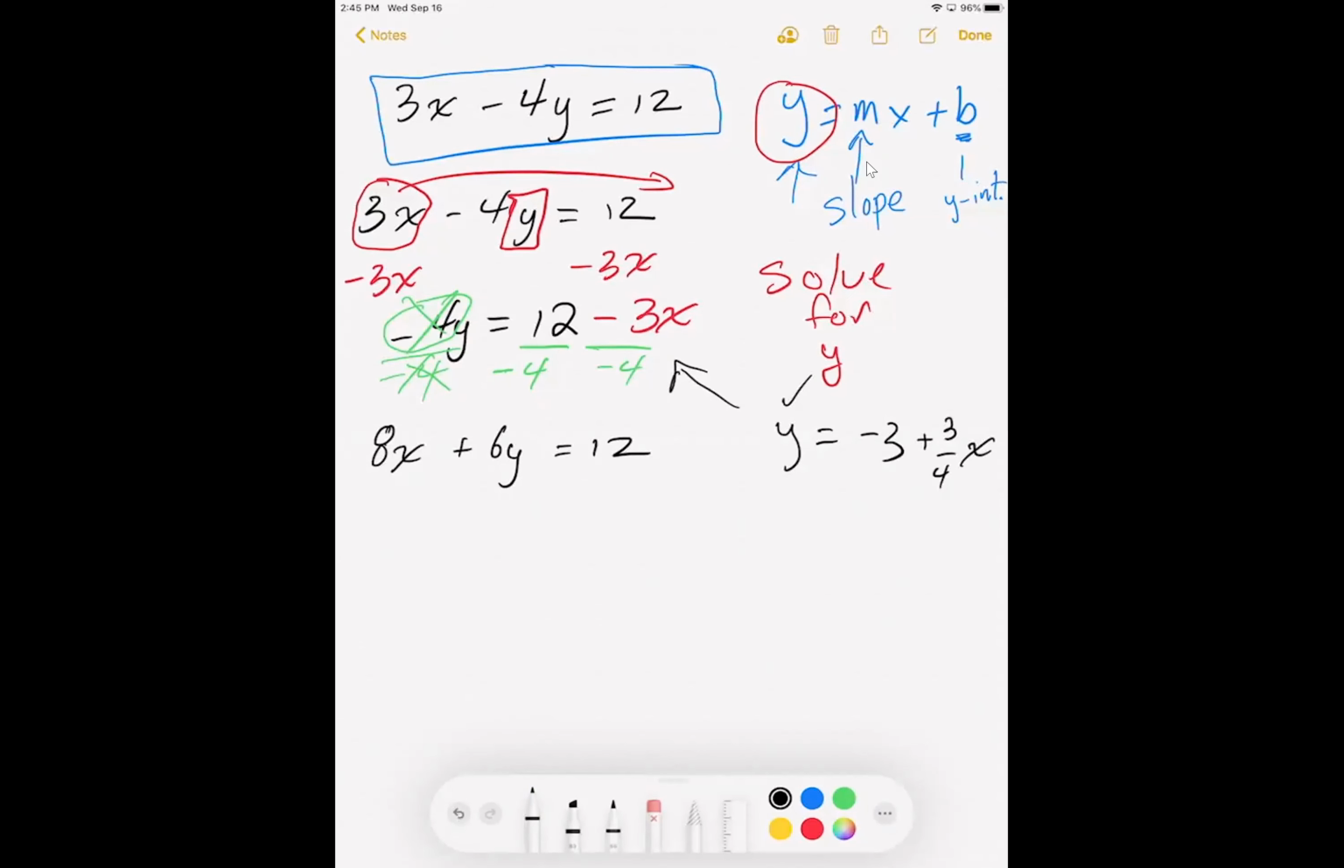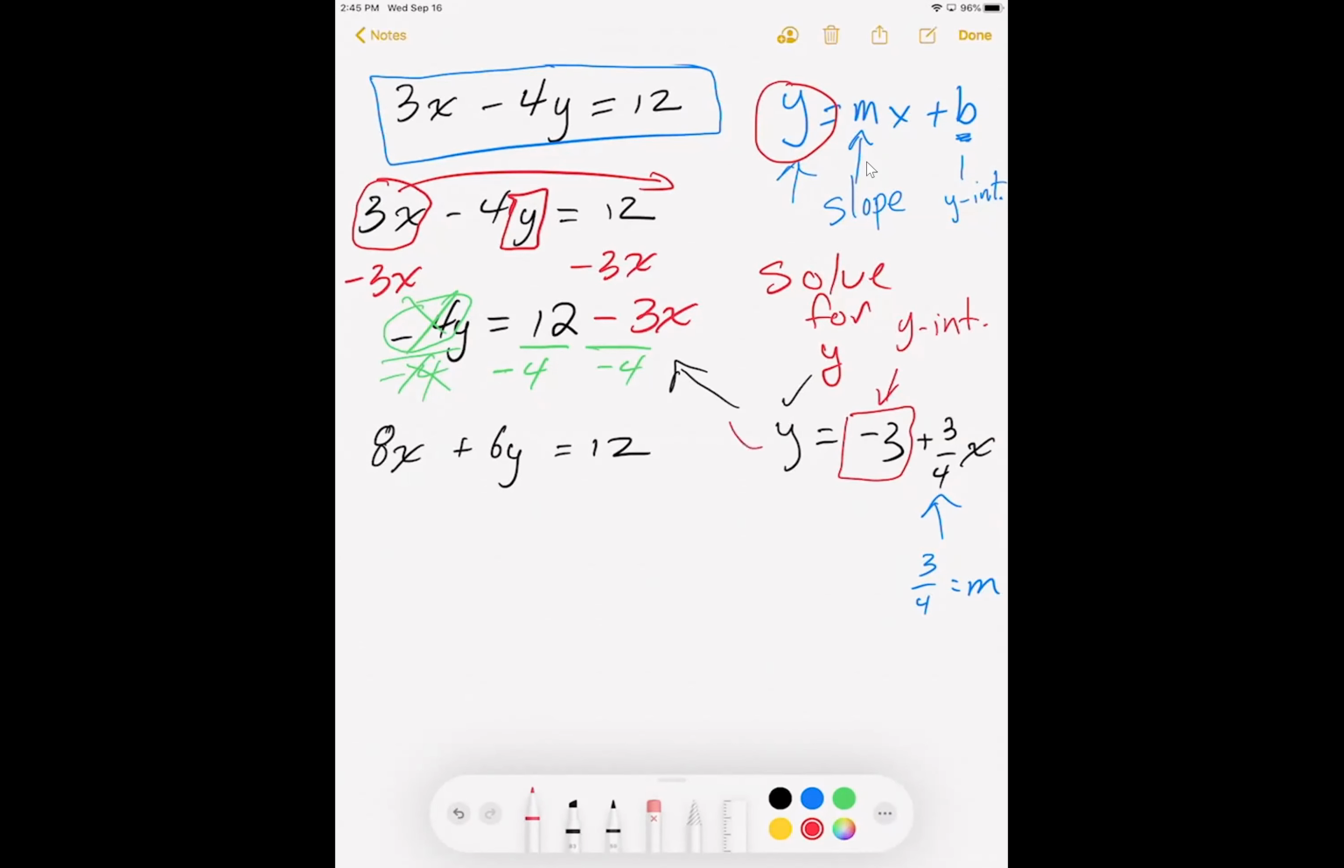And what is the number in front of the x? The number in front of x is 3 over 4. Reminder that 3 over 4 is equal to m, or your slope. The constant 3, this is your y-intercept. So in order for you to identify the y-intercept or the slope, you have to get y by itself. And that is your slope-intercept form. And some of you say, wait a minute, Mr.